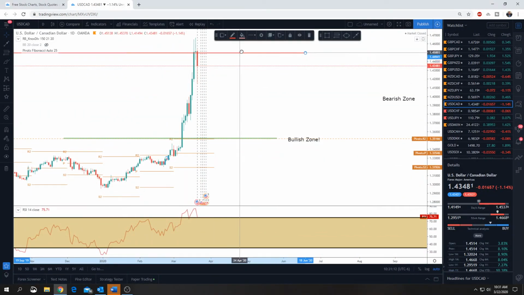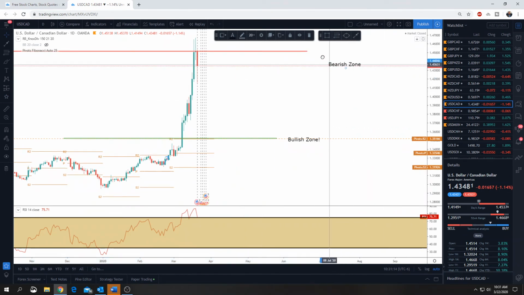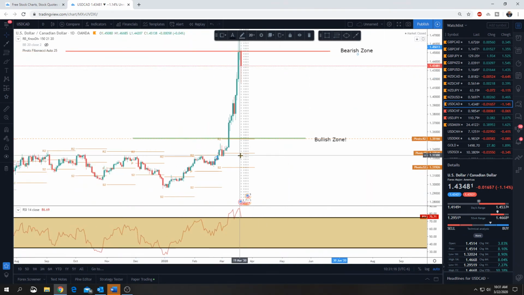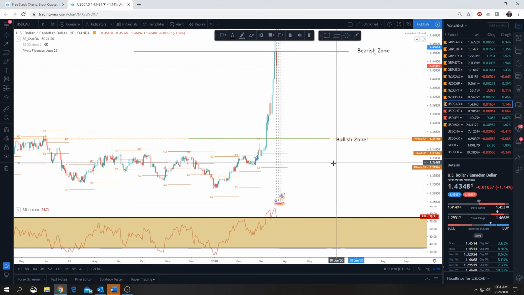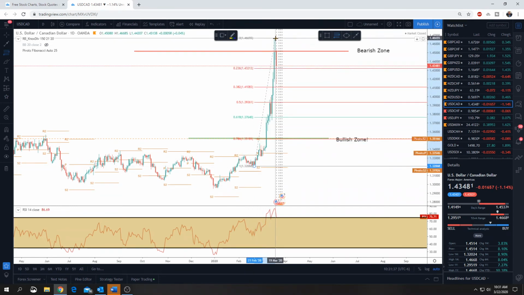Man, this pair is just, Canadian dollar just losing its shirt. Yeah, I mean, when I see this, I'm just waiting for this drop, and you can see we had a pretty good drop, but if we throw our Fibonacci on, I mean, as a counter trend trader, I see short all day long.